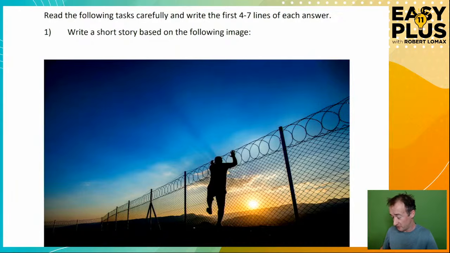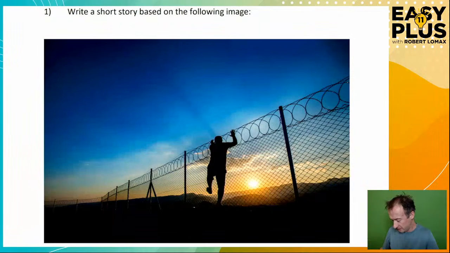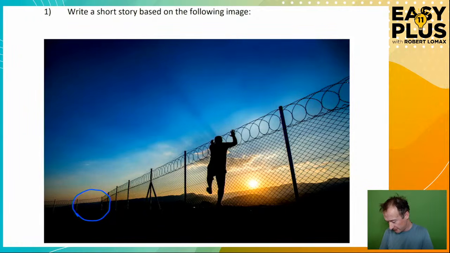And the first task is to write a short story based on the following image. And here in this picture, we've got somebody climbing a fence, and the fence has got razor wire on the top, so it's obviously designed to keep people in or out. And if you look over here, you can see the fence curving back in towards us a bit, so it looks very much as though this person is trying to climb out of this compound.